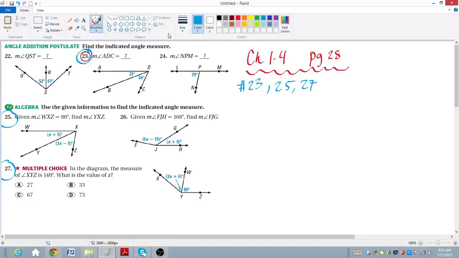So this is chapter 1.4, page 28, and I'm doing number 23, number 25, and 27. Let's start with number 23.